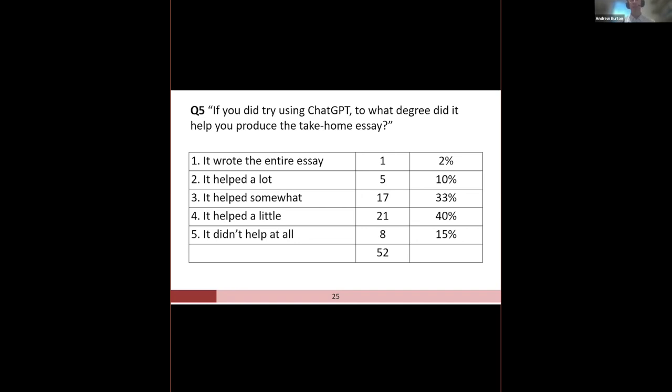For those who said it helped a lot, I read their explanation of what they felt it did for them, and I don't agree. I don't agree that it helped them a lot. I think it helped them somewhat. So I think they overestimate the degree of the help they got.